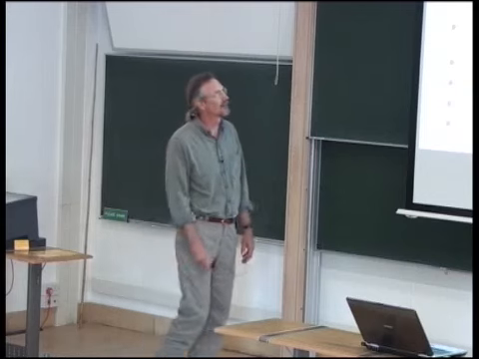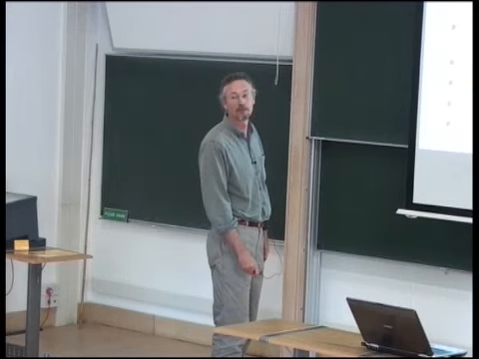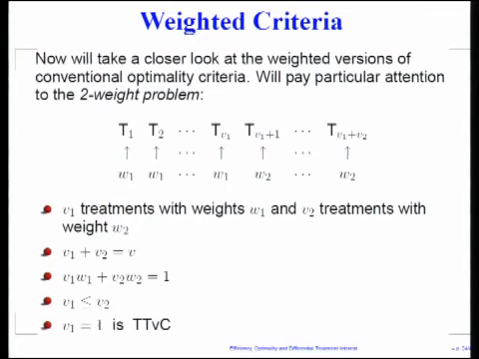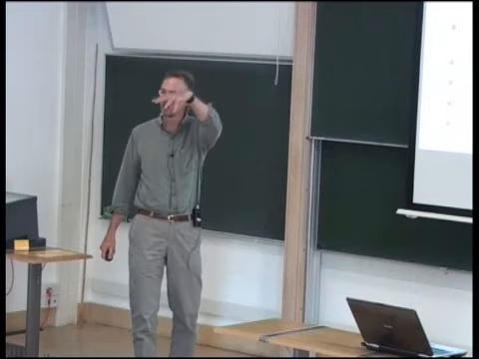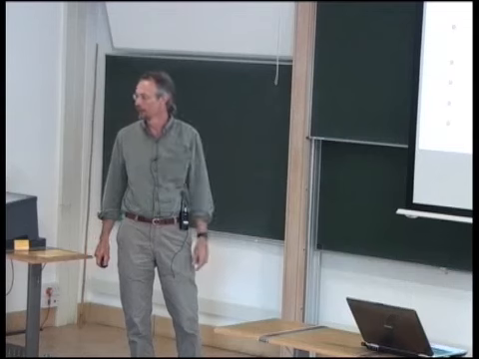Okay, so now let's take a closer look at the weighted versions of conventional optimality criteria and see what they say. I'm going to pay particular attention to what we call the two-weight problem. So now rather than arbitrary W1 through WV, I'll just call them W1 and W2. W1 is the weight assigned to each of the first V1 treatments, and W2 is the weight assigned to the remaining V2 treatments. And so still they add up to 1. That V1 plus V2, of course, is V. We'll just take V1 less than or equal to V2. And if we put V1 equal to 1 in this situation, what are we talking about? We're talking about test treatment versus control. We have one weight on one treatment, everybody else is considered equally weighted.